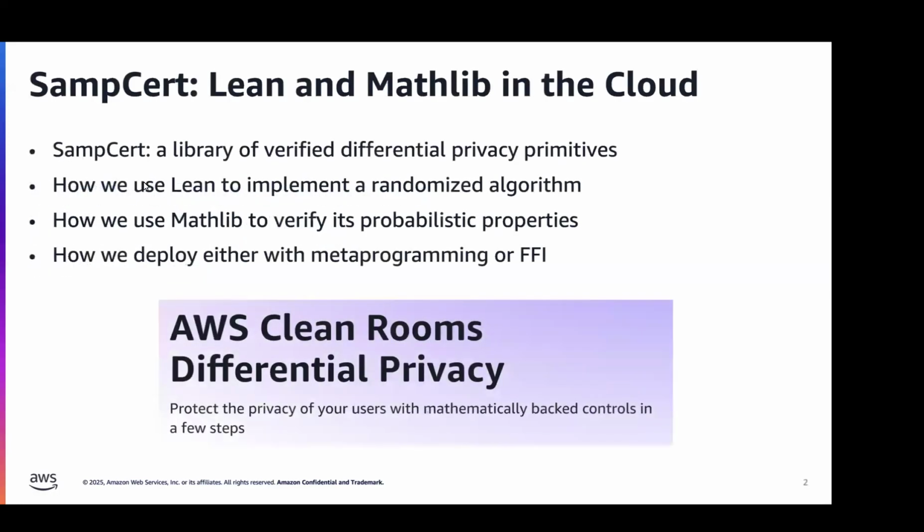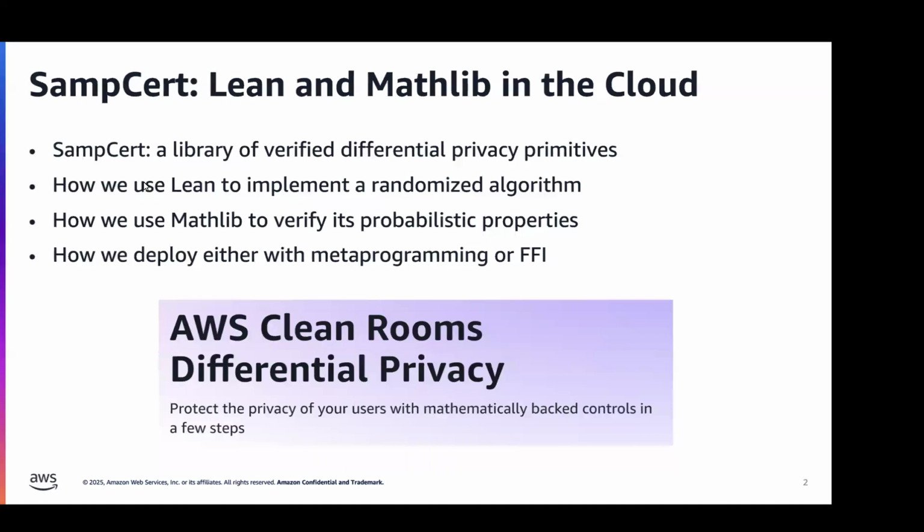My goal today is to introduce you to SAMCERT, which is a library of verified differential privacy primitives implemented in Lean. More specifically, I'd like to discuss the implementation and verification of one specific primitive in SAMCERT, which has made its way into a cloud service. It's called AWS Clean Rooms Differential Privacy.